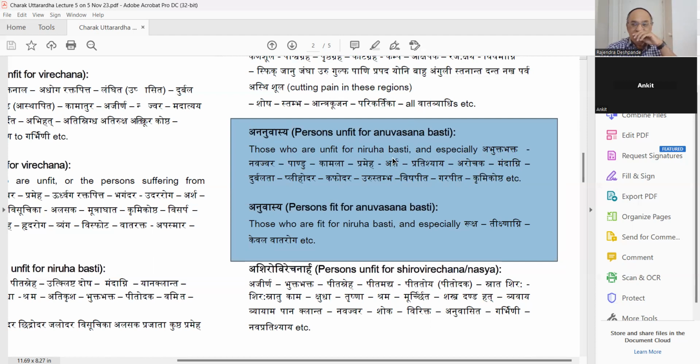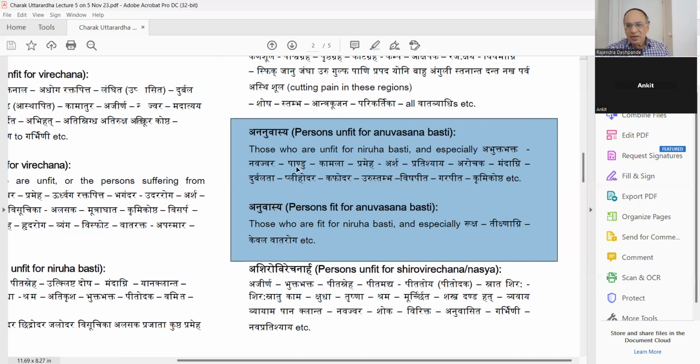So always, whenever the question is asked, you give the principle first, and then write down whatever diseases you remember. Otherwise, the principle is more important. The examiner will be happy; yes, he has understood the procedures. Those who are unfit for the Niruha are also unfit for the Anuvasana.